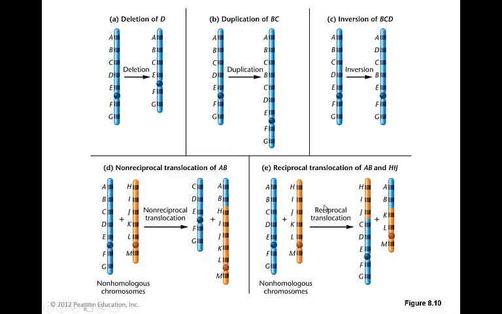In a reciprocal translocation, you would have part of this chromosome break off, part of that chromosome break off, and they're going to swap with one another. So in this case, the HIJ is going to break off, and it's going to attach to this CDEFG. The other chromosome, the A and the B, is going to break off, and it's going to attach to the KLM.